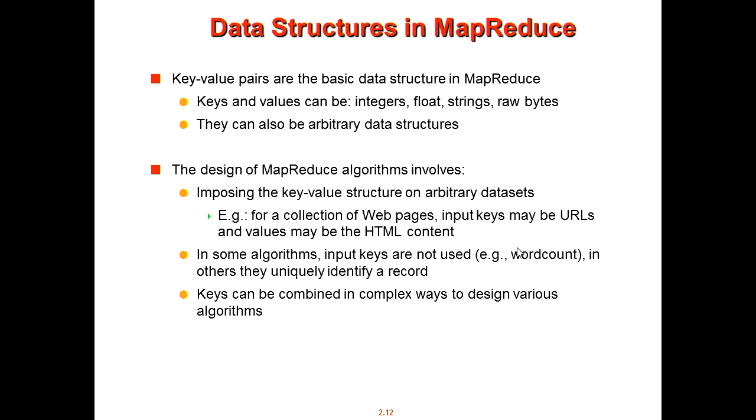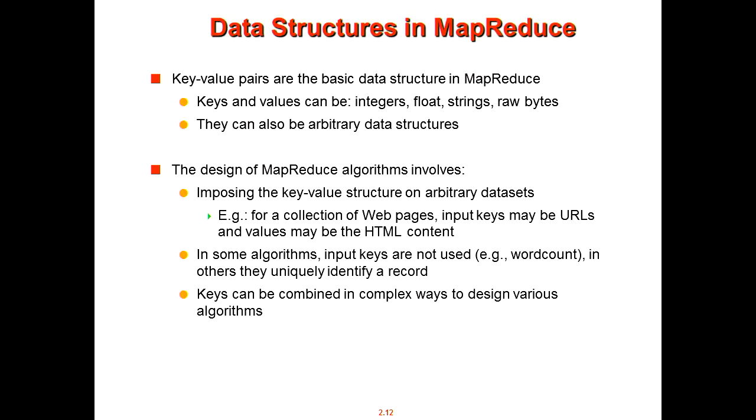Next, I'll introduce the structures used in MapReduce. Key-value pairs are the basic data structure in MapReduce. Keys and values can be integers, floats, strings, and raw bytes. They can also be arbitrary data structures defined by yourself, but you need to follow some steps to define your own data type as keys and as values. This will be introduced in later slides.